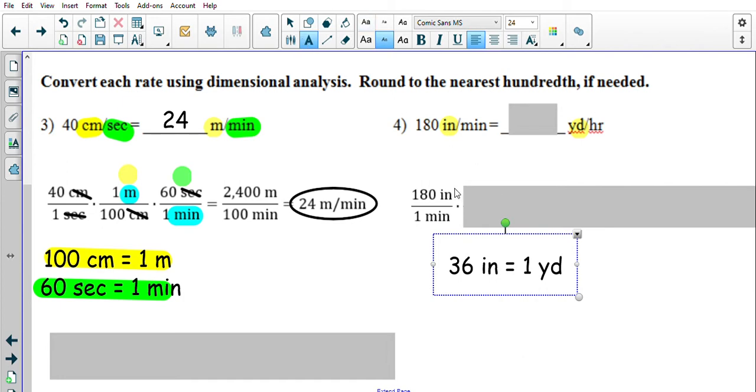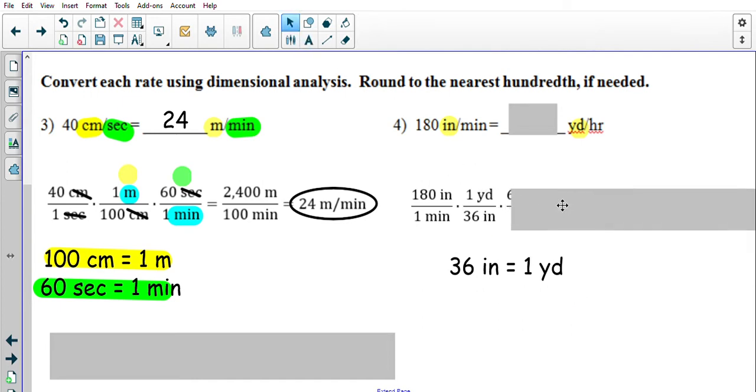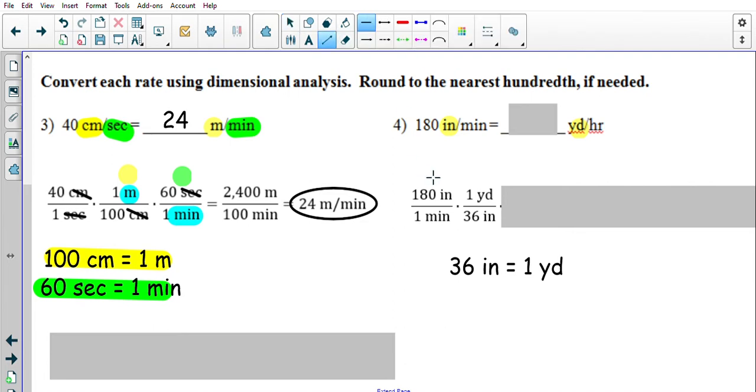Now since inches is on the top here, I want my 36 inches to go on the bottom of this fraction. So I've got 36 inches here. I'm going to be able to cross off my inches, and I'm going to be left with yards, which is what I want. I'm going to go ahead and highlight that in blue. So I'm going to be left with this.